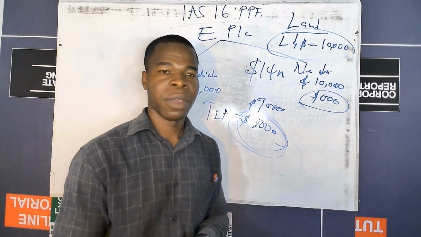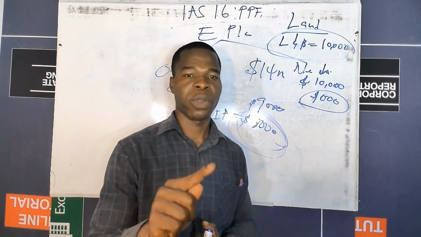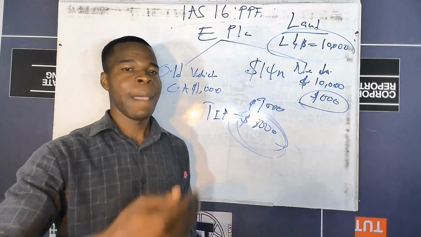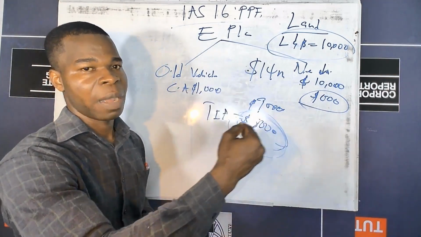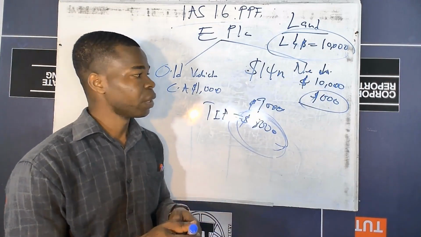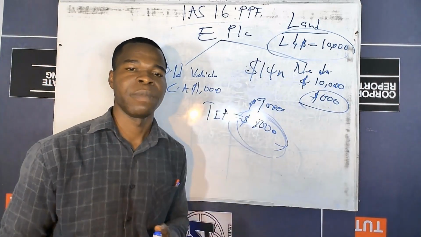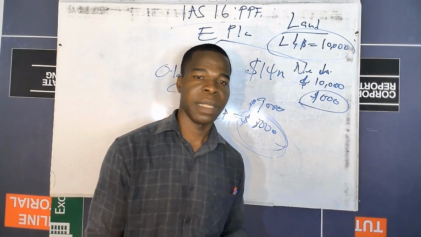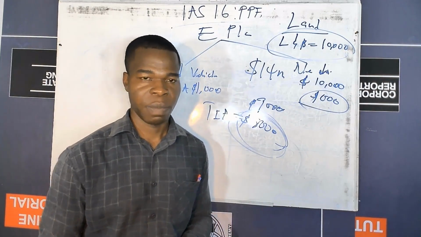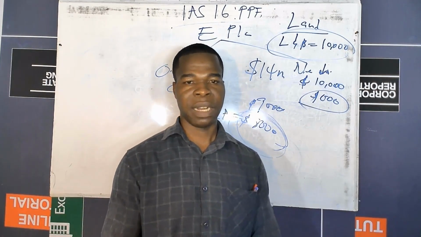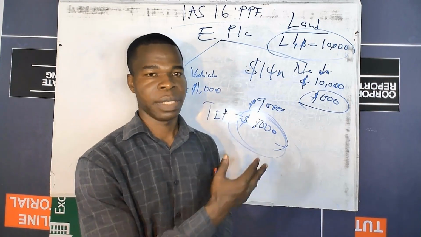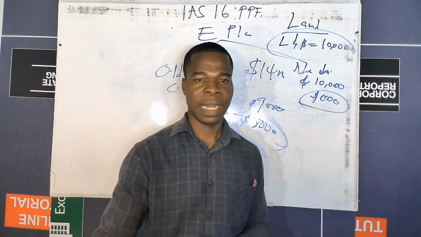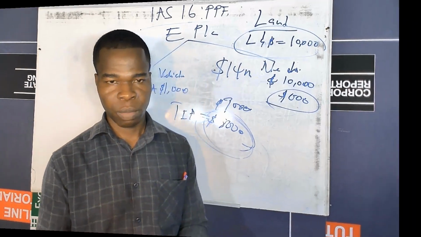So basically, we are done with the cost model. Remember that with the cost model, an entity is required to subsequently measure its asset at the carried amount, which is the cost less accumulated depreciation less accumulated impairment loss. In case there is impairment, the question will probably give it to you. But since there is an international accounting standard on impairment, we will not talk about it over here. So we want to look at the next model, which is the revaluation model.